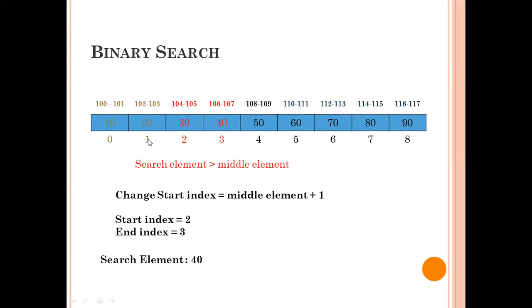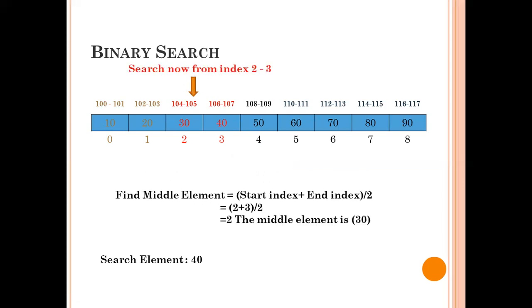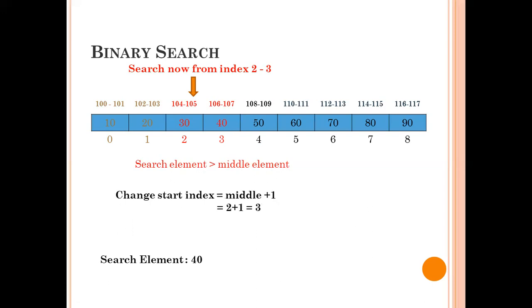So now the middle portion is 1 and we are going to search from 2. Here starting index is 2 and end index is 3. Now repeat the same procedure. With this 2 and 3, we are going to find the middle element. Now the middle element is calculated as starting index plus end index by 2. That is 2 plus 3 by 2 is equal to 2. Now the element that we are going to search for, we have to check whether it is there in this 2nd position. The element that we are searching is 40 and the middle element value is 30.